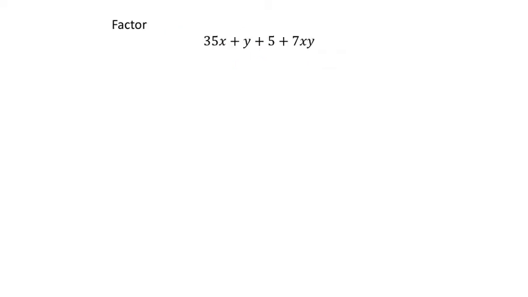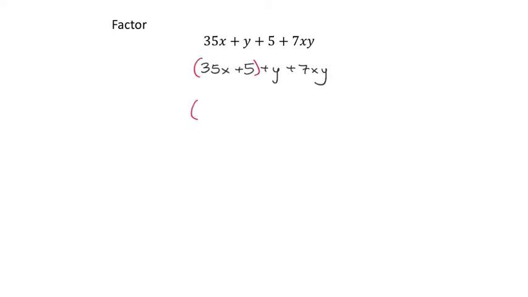All right, for this one, we've got 35x plus y plus 5 plus 7xy. Now this one, if you look at factoring this as it is by grouping, you can't factor it. But we know if we rearrange this, even just exchanging the y for either the 5 or the 7xy, it doesn't really matter. For example, I'm just going to switch the y and the 5. So I'm going to rewrite this. Now it's 35x plus 5 plus y plus 7xy. Now it's factorable. Let's see what happens when we do that.